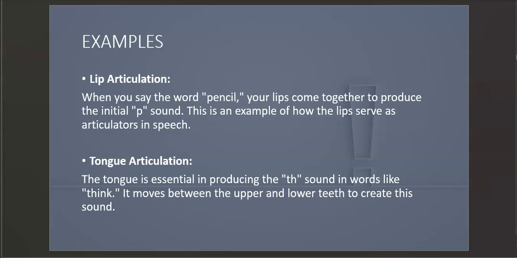So you notice some sounds in words like think, the. Notice that the tongue plays a very, very important role in articulating this sound. So the tongue will move in between the upper and the lower teeth to create this sound. So an example of the use of articulators is the lip articulation. I've looked at that. We have the tongue articulation, and I've also given an example of some words that involve the tongue articulation.